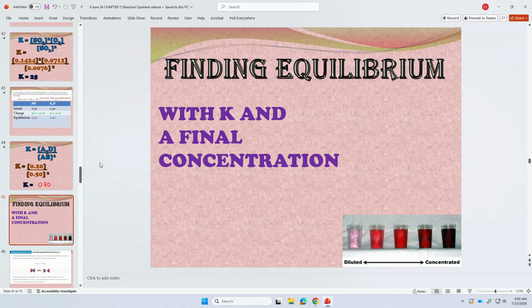Okay, it's 10 of 10. We finished one type of icebox. Let's take a break before we start doing the other type of icebox.